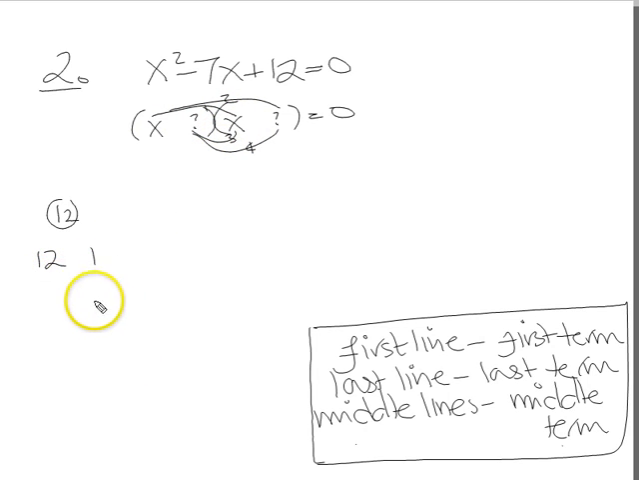So 12 times 1, we've also got minus 12 times minus 1, haven't we? And then minus 6 times minus 2. And then we've got 6 times 2. And then we've got 3 and 4, haven't we? 3 and 4. And minus 3 times minus 4. Okay, so that's the second piece of the jigsaw. The second easiest thing to do, last line, last term. Now we need to look at the middle lines to fit the thing together for the middle term.